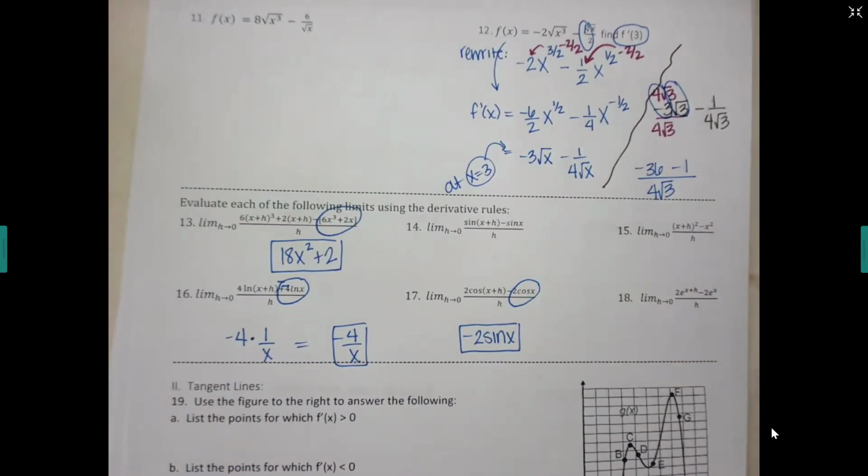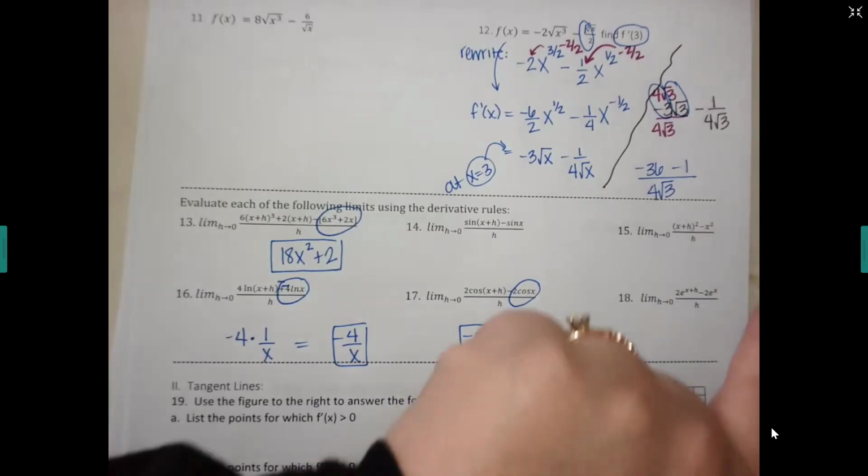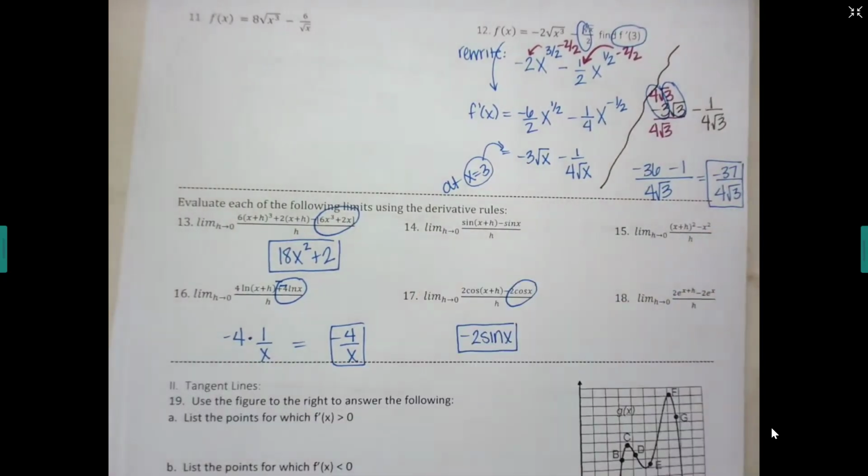Good. Okay, so one more time on this part. Root 3 times root 3 goes to a regular 3. 4 times 3 is 12. Multiply those together. That's where the 36 came from. Then negative 36 minus 1 more is negative 37 over 4 root 3. Okay, for your final answer.